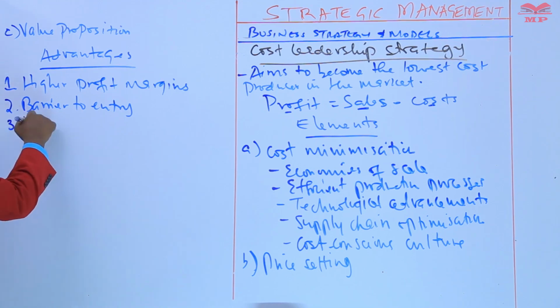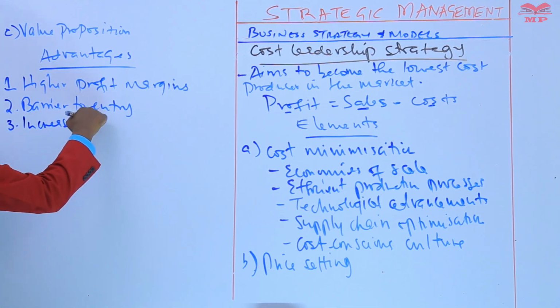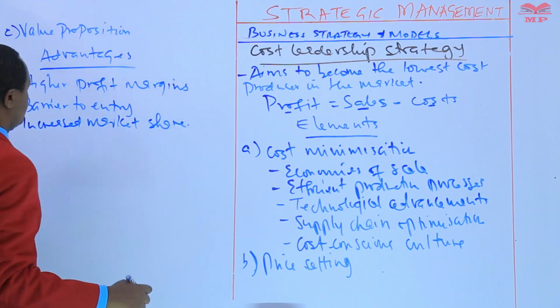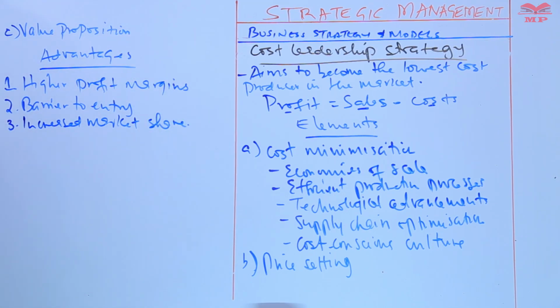Three, increased market share. Now, lower prices can attract a large customer base, leading to increased market share and a stronger bargaining power with suppliers.